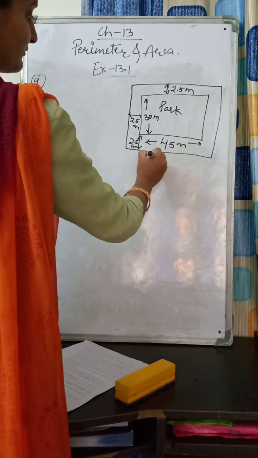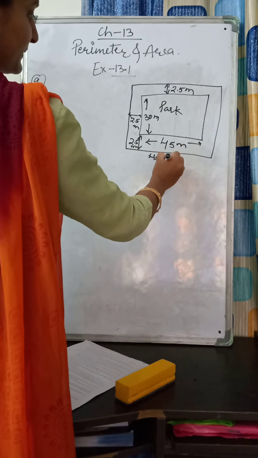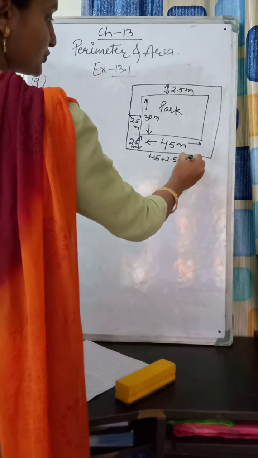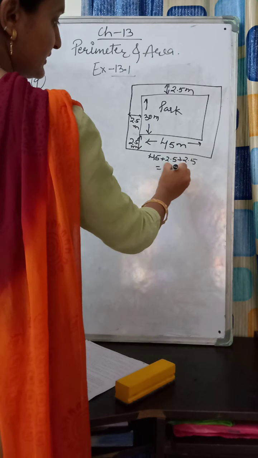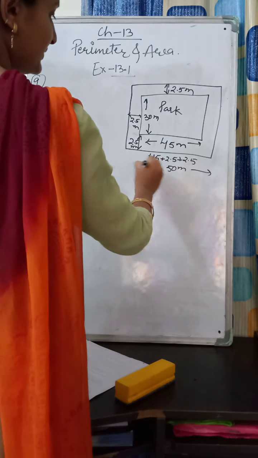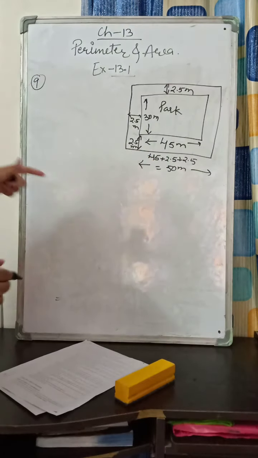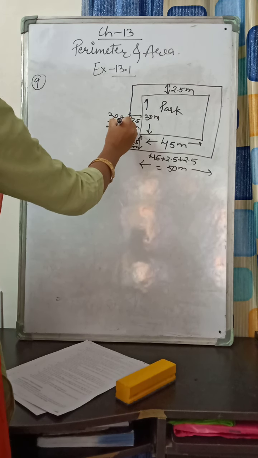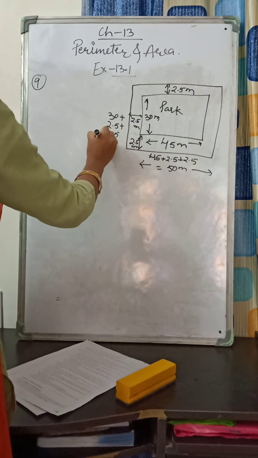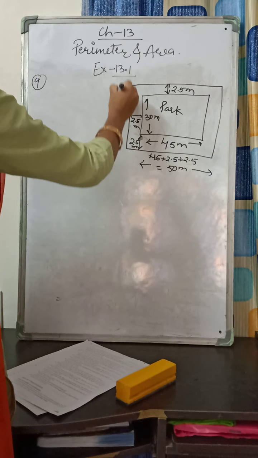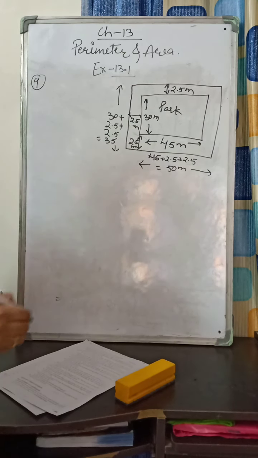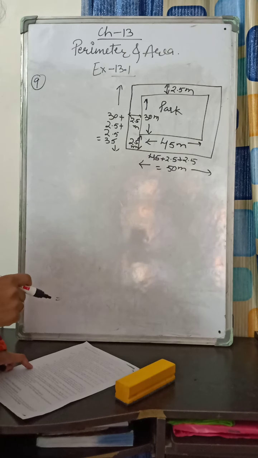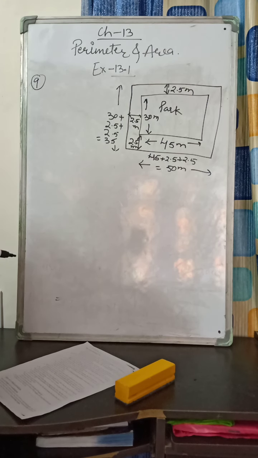So the whole length will be 45 plus 2.5 plus 2.5, that will be 50 meters. In the same way, the breadth is 30 plus 2.5 plus 2.5 equals 35. So here we have to find the area of this path.